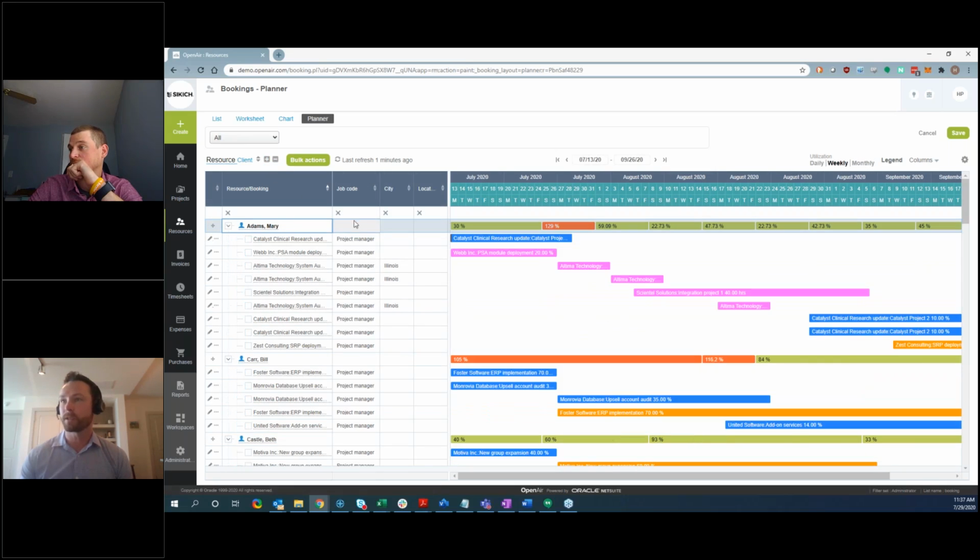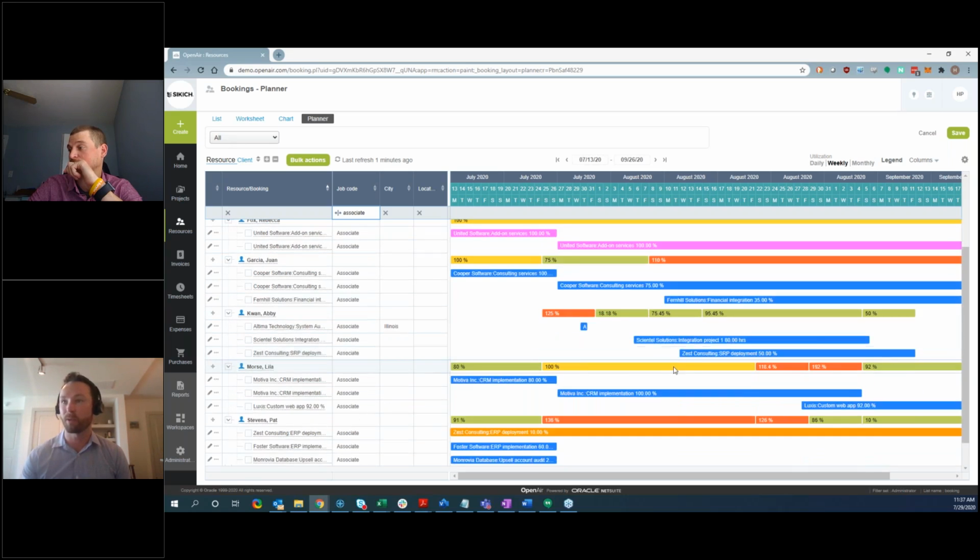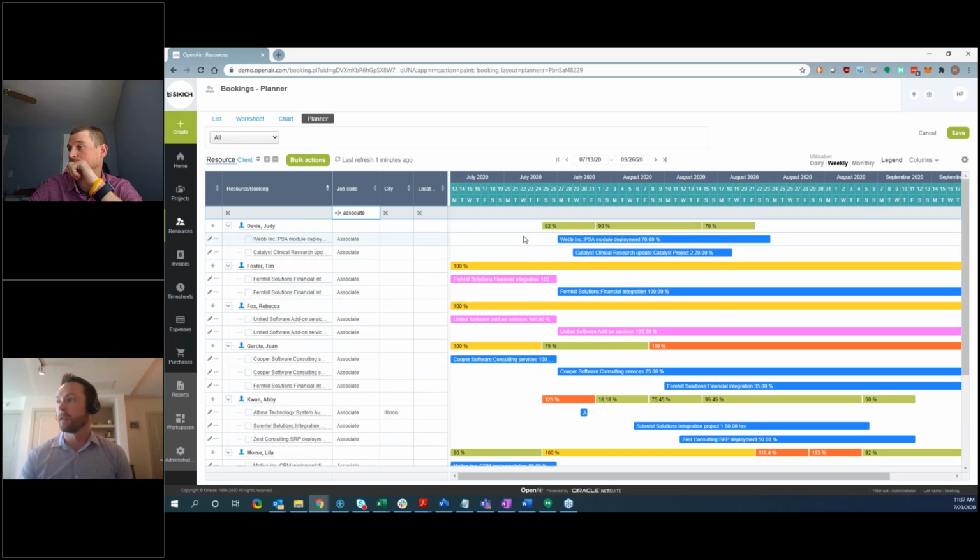So I can use this screen to quickly look at my team. So let's say I want to see how are my associates doing. I'll type in associate, and right there I'll filter to all of my staff that are currently assigned the associate role to see how they're working at a high level. In addition to getting this visual representation and consumption of data, OpenAir also provides a way for us to search and find the right person for the job based off of their skill sets.